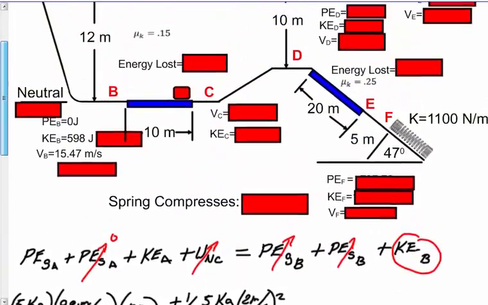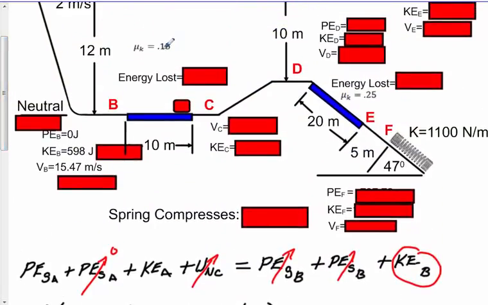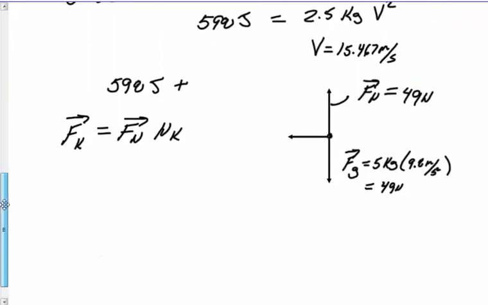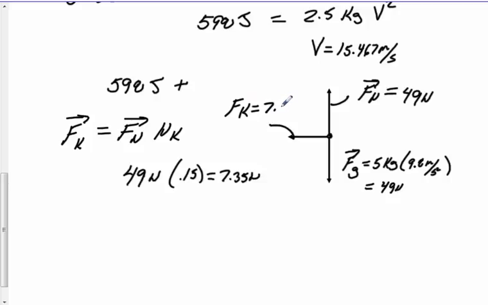I go back up here again. We define the mu, the coefficient of kinetic friction, as 0.15. We follow along exactly what we do here. We take our normal force, 49 newtons, and multiply that by 0.15, our coefficient of kinetic friction, and that's going to give me a value of 7.35 newtons. So this is our kinetic friction, 7.35 newtons.